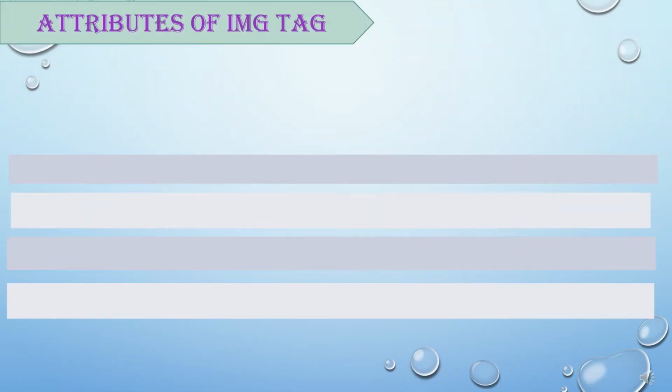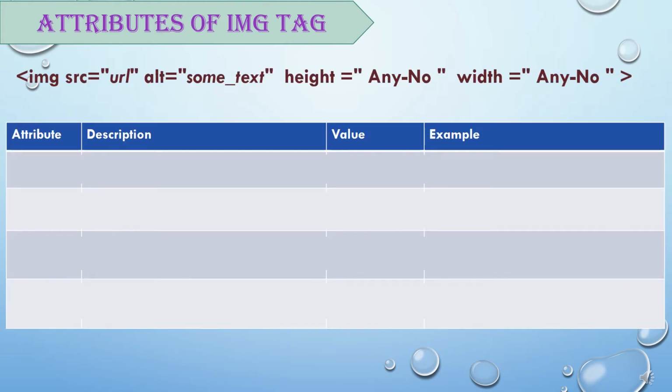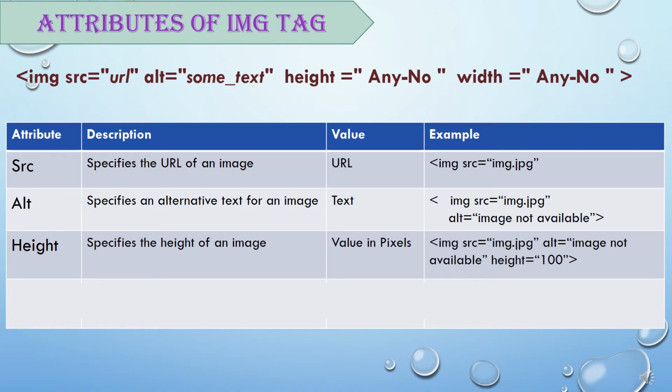Attributes of the img tag. Following are the main attributes of the img tag. Number 1. src. src specifies the URL of an image. Its value will be the URL of the image. Number 2. alt. alt specifies an alternative text for an image. Its value will be text, that is, the name of the image.